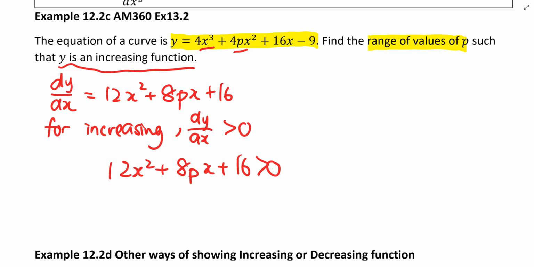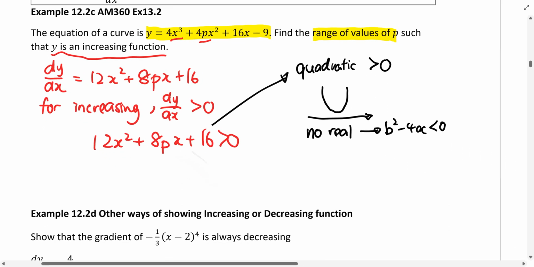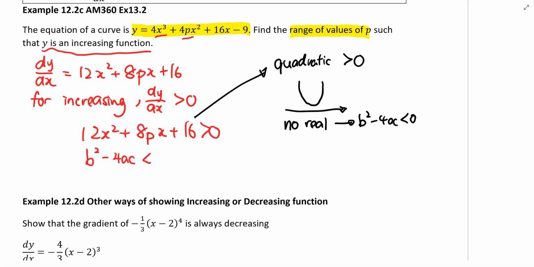Now, this means that this is a quadratic. When a quadratic function is greater than 0, you have to think that it lies on top of the x-axis, hence has no real roots. When you have no real roots, it also means that b squared minus 4ac is less than 0. Be careful, this type of question is very common in the exams because it is so very tricky. So now I say that my b squared minus 4ac is less than 0.